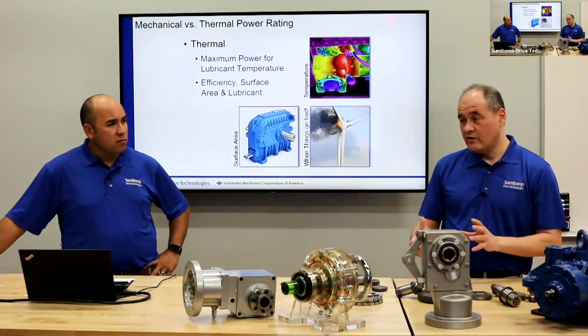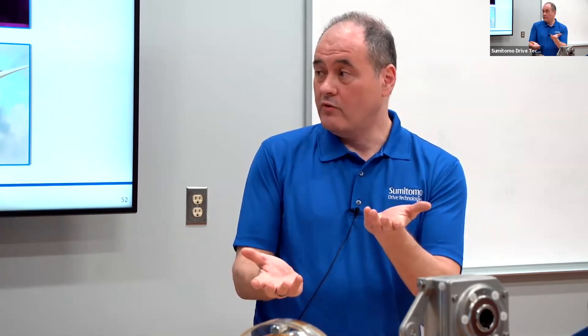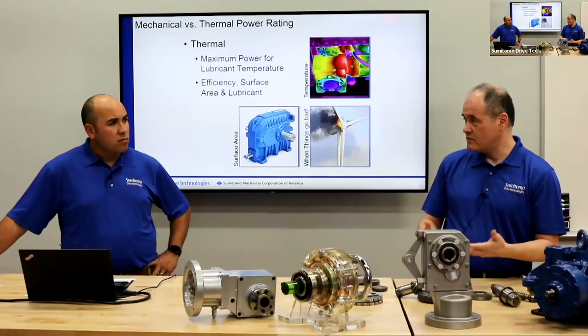For the large industrial gearboxes, we publish both a thermal and a mechanical rating, and the mechanical rating is very often higher than the thermal rating. So if, for example, a customer wants to use a 200 horsepower motor, and the thermal rating is 100 horsepower and the mechanical rating is 300 horsepower, the gearbox is going to overheat. We then have to look at options to increase the thermal rating, maybe an oil cooler or cooling fans, or something along these lines.